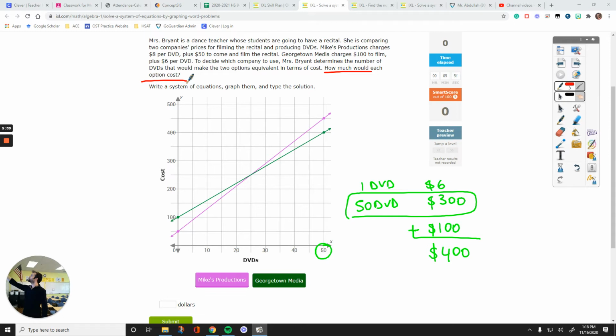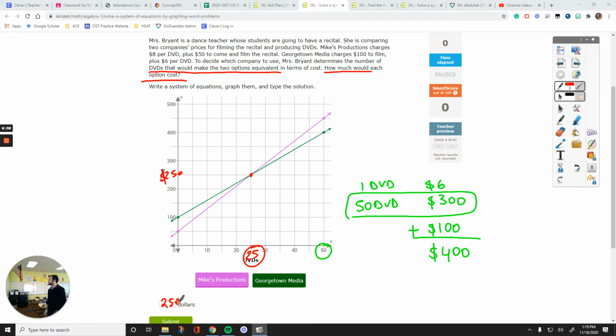Mrs. Bryant determines the number of DVDs that would make the two options equal. To decide which company to use, Mrs. Bryant determines the number of DVDs that would make the two options equal. If the two options are going to be equal, it is right here, at that point. When the person purchases 25 DVDs, it'll cost $250 for both companies. So it would be $250 for this one.